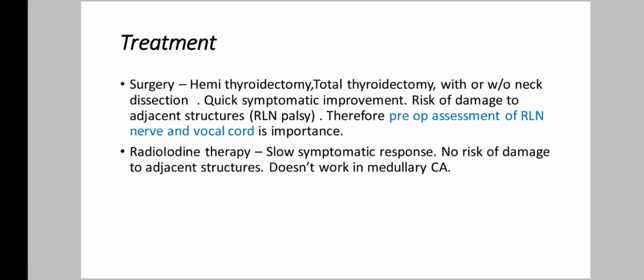So how can we proceed with the treatment? Either we can go for surgery or we can go for radioactive iodine therapy. Let's see surgery. Either we can go for hemithyroidectomy or total thyroidectomy with or without neck dissection for any lymph nodes or any adjacent structures involved. So the advantage of surgery is that it gives quick symptomatic improvement, usually within 10 days, but there is risk of damage to the adjacent structures, mainly the recurrent laryngeal nerve.